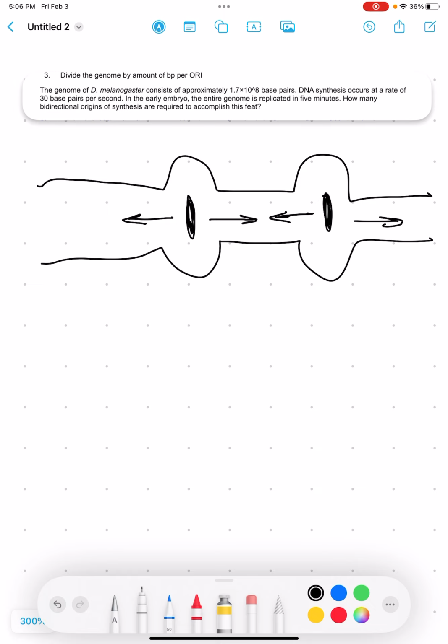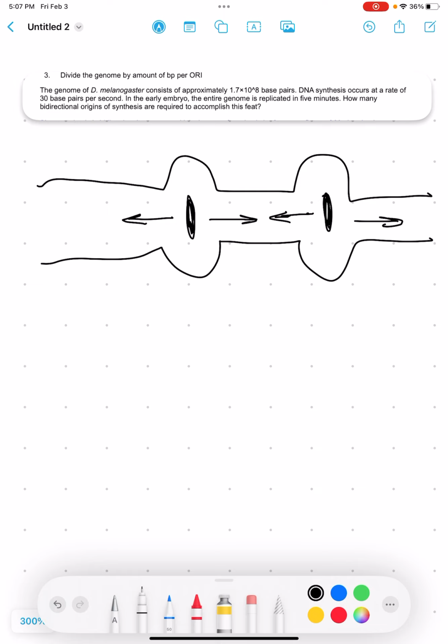The way you would go about solving a problem like this, if you were given one, is first you'd have to read and understand what the problem is asking for. The problem says the genome of D. melanogaster consists of approximately 1.7 times 10 to the 8th base pairs. DNA synthesis occurs at a rate of 30 base pairs per second. In the early embryo, the entire genome was replicated in 5 minutes. How many bidirectional origins of synthesis are required to accomplish this?